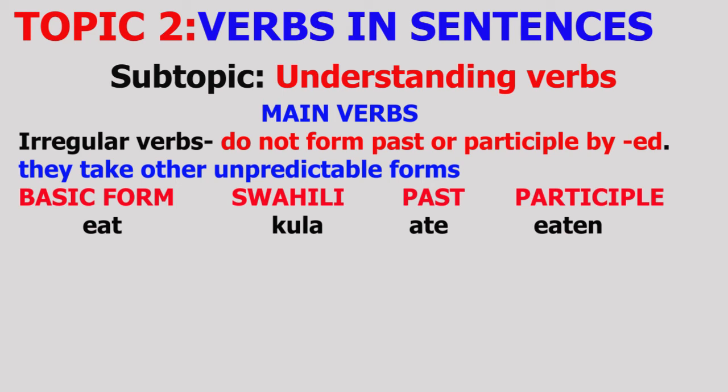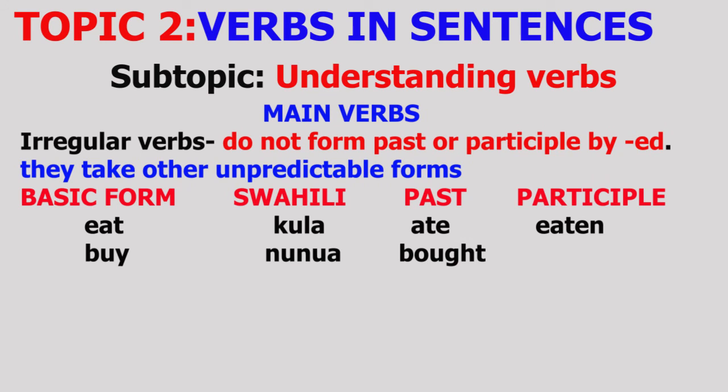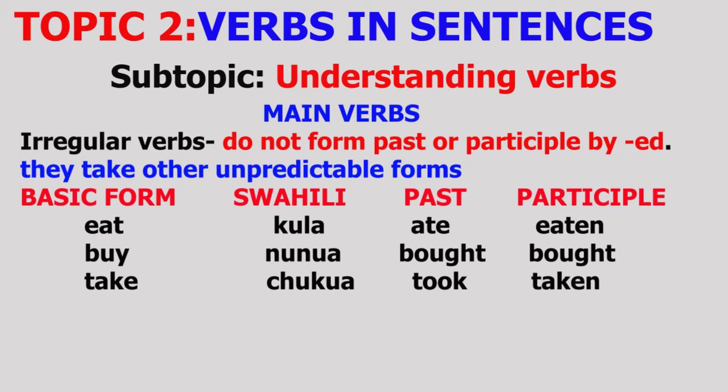Okay. The second one is buy, which in Swahili means nunua. The past form is bought, and the participle form is also bought. Another example of an irregular verb is take, which means chukua in Swahili language. But when you want to form the past, it is going to change and becomes took, and the participle is taken.